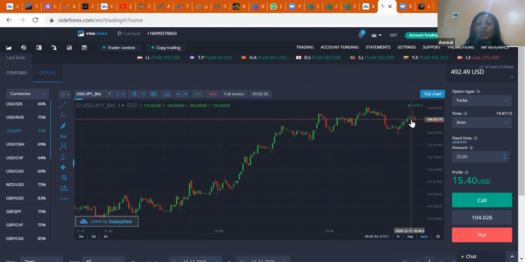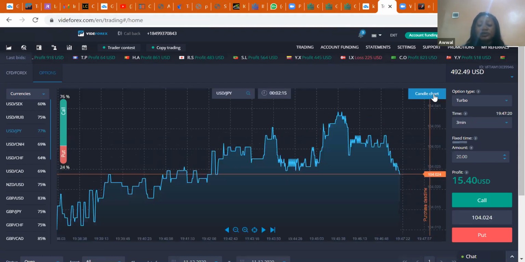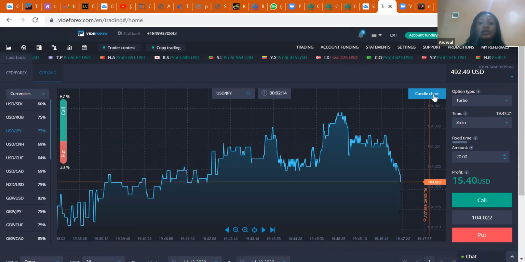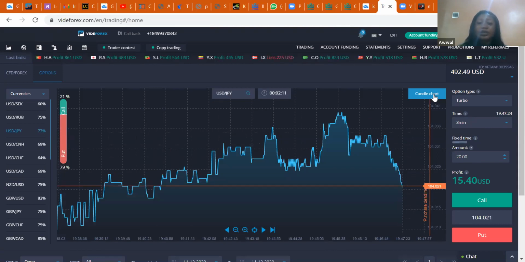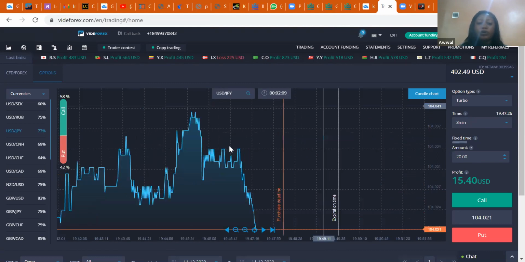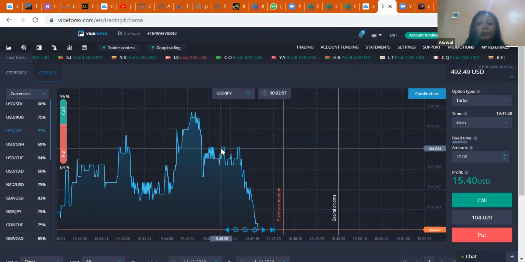But if you want your tick charts, all you just need to do is click on tick charts and it changes back to tick charts. So it's still the same thing. You can use your regular candle charts to mark up and do your analysis and so on.